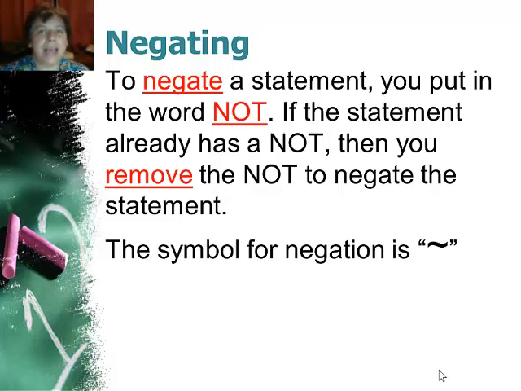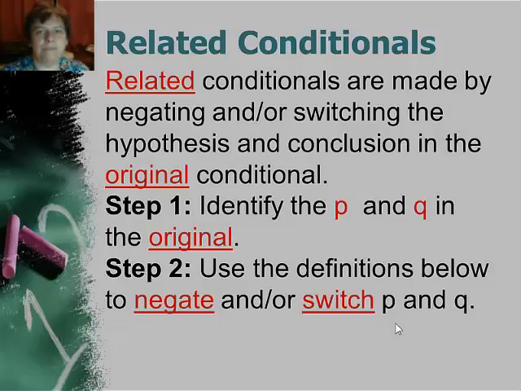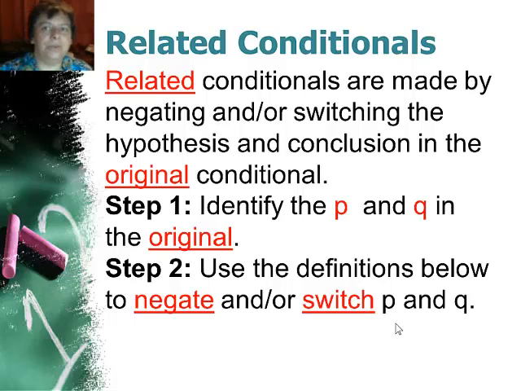If the statement already has a not, remember like negative times negative is positive, it becomes a positive. You remove the not if you're negating a not. So the symbol for negation is this squiggly line down here, which looks something like that. Related conditionals are made by negating and or switching the hypothesis and conclusion in your original conditional statement.